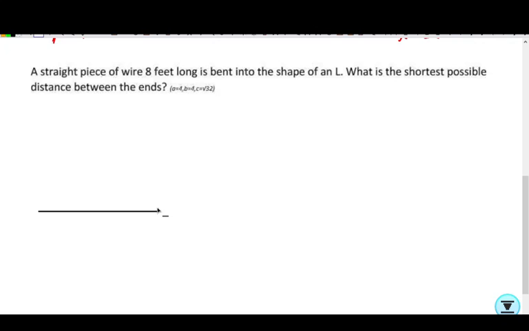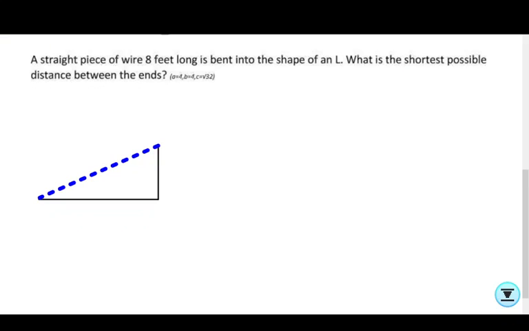It's going to look like this. They want to know what is the shortest possible distance between the ends. Between the ends means basically they want this distance right here, to make that short, the shortest it could be.